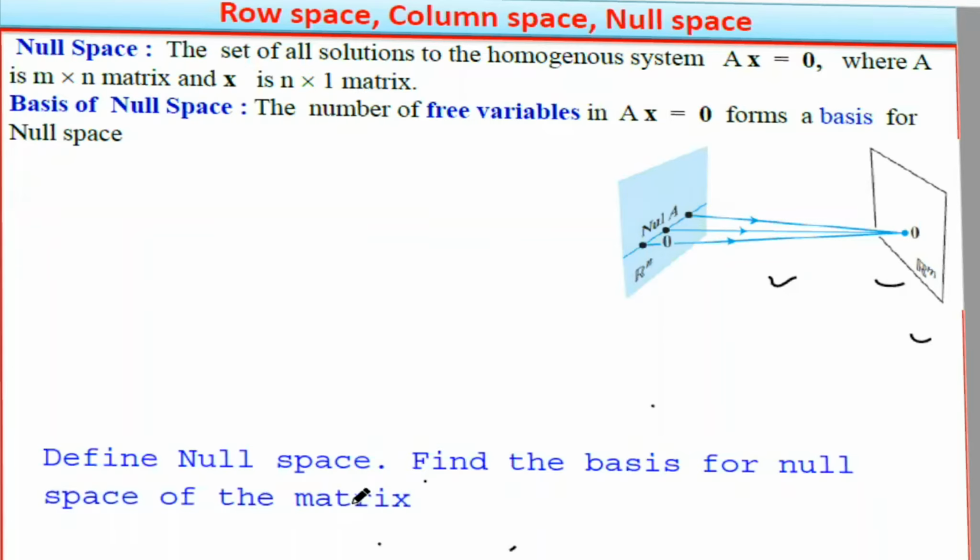Define knowledge space. Find the basis for knowledge space. The matrix is 1, 2, 3 and 2, 3, 4.